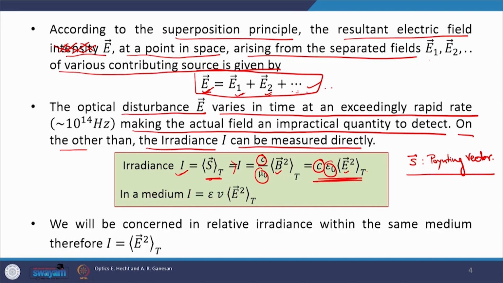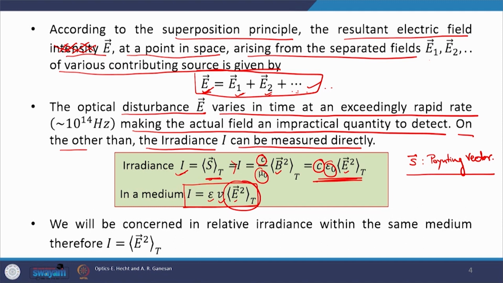Now, these quantities are defined in vacuum. How would the irradiance be defined in a medium where n is not equal to 1? In a medium, irradiance is defined by this relation, where epsilon is the medium permittivity, v is the velocity of light in that particular medium, and E is the electric field, and we took here the time average of E square. This is how the intensity or irradiance is defined in a medium.